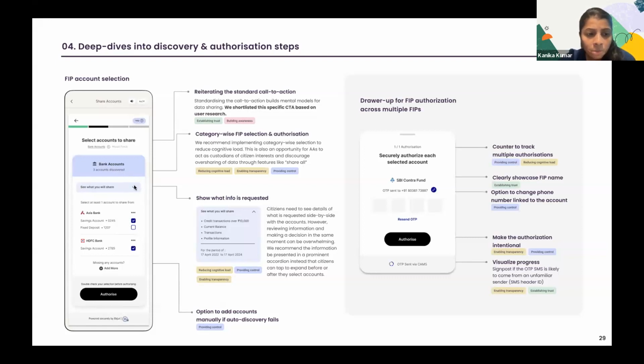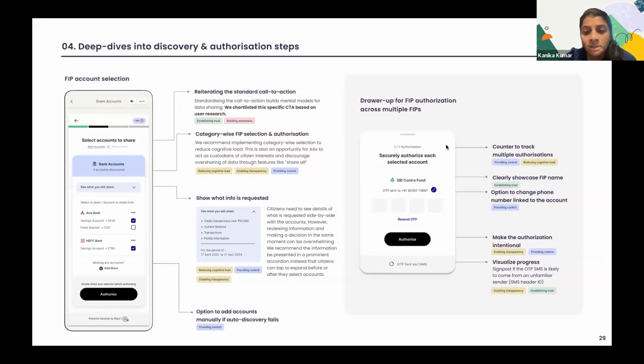This particular one, which is the drop down here, is something that we tested and saw was of value, which is what is the specific information you'll share, where you highlight in easy to understand language that you're sharing information of transactions over 10,000, what their current balance is, what period you're sharing that information for, but really simplifying it here. And then also giving them the option to add an account in case an account that they want to share is not here.